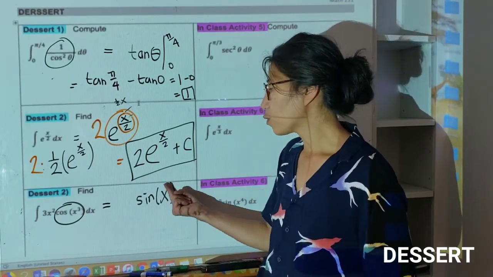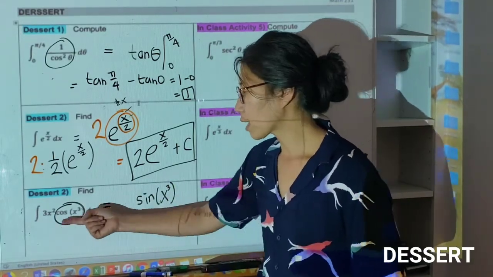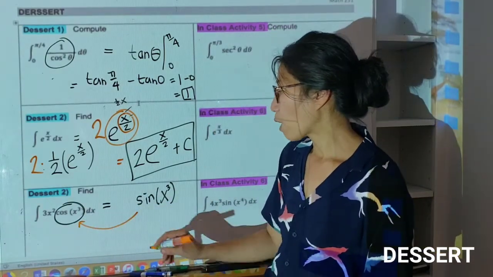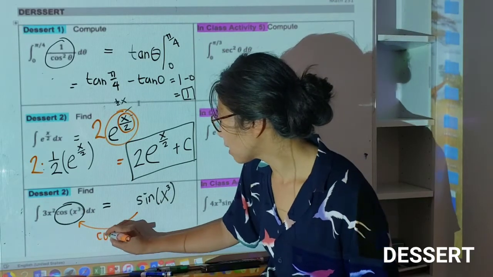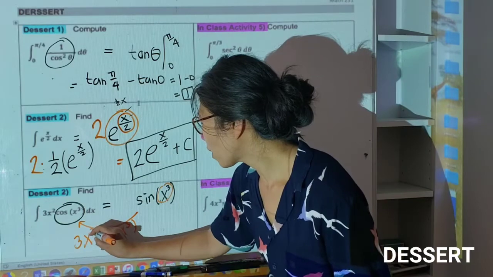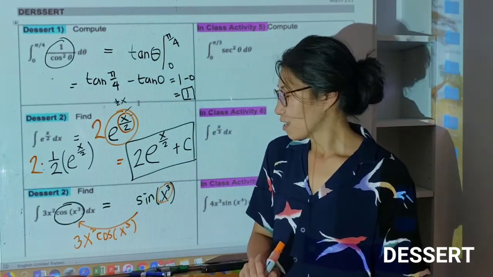And then in the chain rule, we don't change anything inside. So that's my guess. Then let's take a derivative, which I will get cosine x cubed and chain rule 3x squared. Do you see that? Everything?